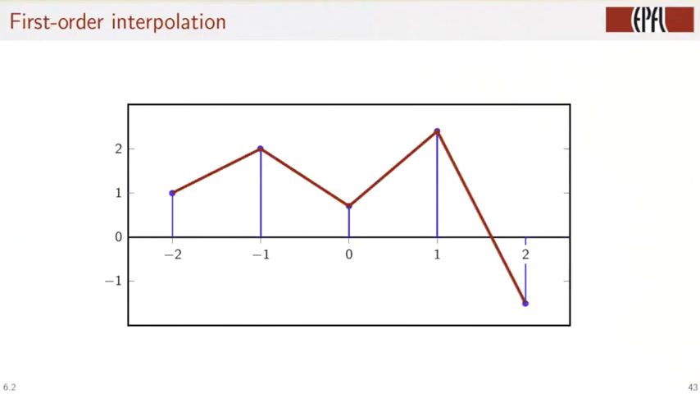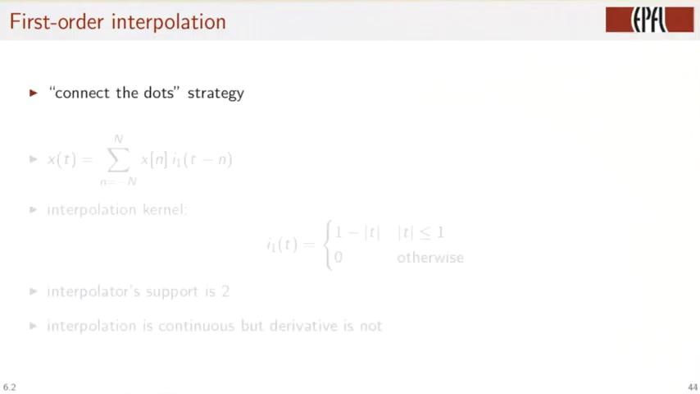The next simplest interpolation is first order or piecewise linear. You simply draw a straight line between the samples. This is the so-called connect the dots strategy. x of t is now the linear combination of an interpolation kernel I1 shifted to the location of the samples and weighted by the samples xn.